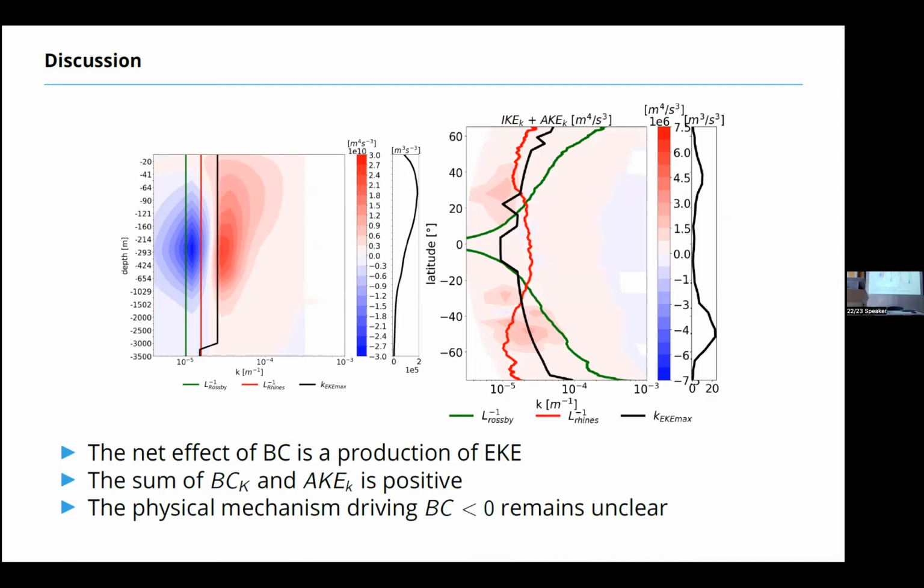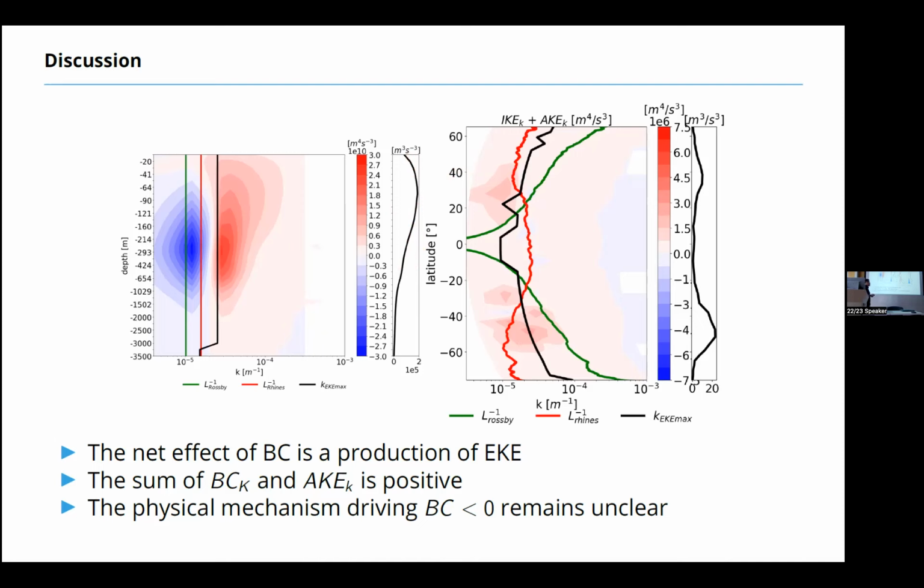And I want to finish this chapter by saying that the net effect of baroclinic production, of the baroclinic instability term, is still production of EKE. This can be seen here in this integral over k as a function of depth, where you can see that it's positive for each depth.